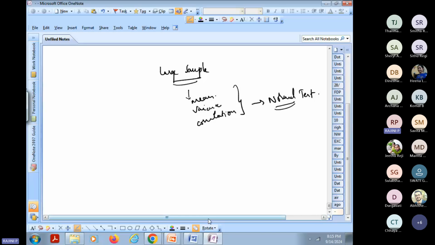Because the population variance is always unknown. Maximum of the time the population variance will be unknown. So in that case, if the population variance is unknown, we cannot go for the large sample test. That's why we go for the small sample test.